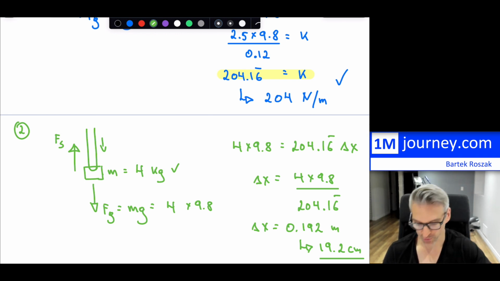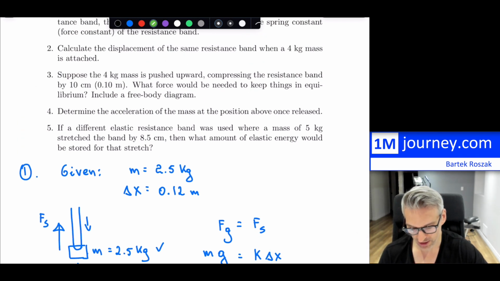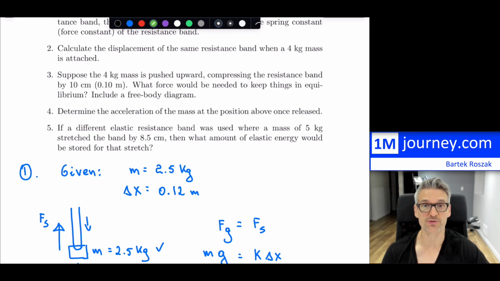So that's number 2. Number 3 states, suppose the 4 kilogram mass is pushed upward, compressing the resistance band by 10 centimeters. So notice that this resistance band can both stretch and compress. It's kind of like a spring. So now, by 10 centimeters, what force would be needed to keep things in equilibrium? Include a free body diagram.